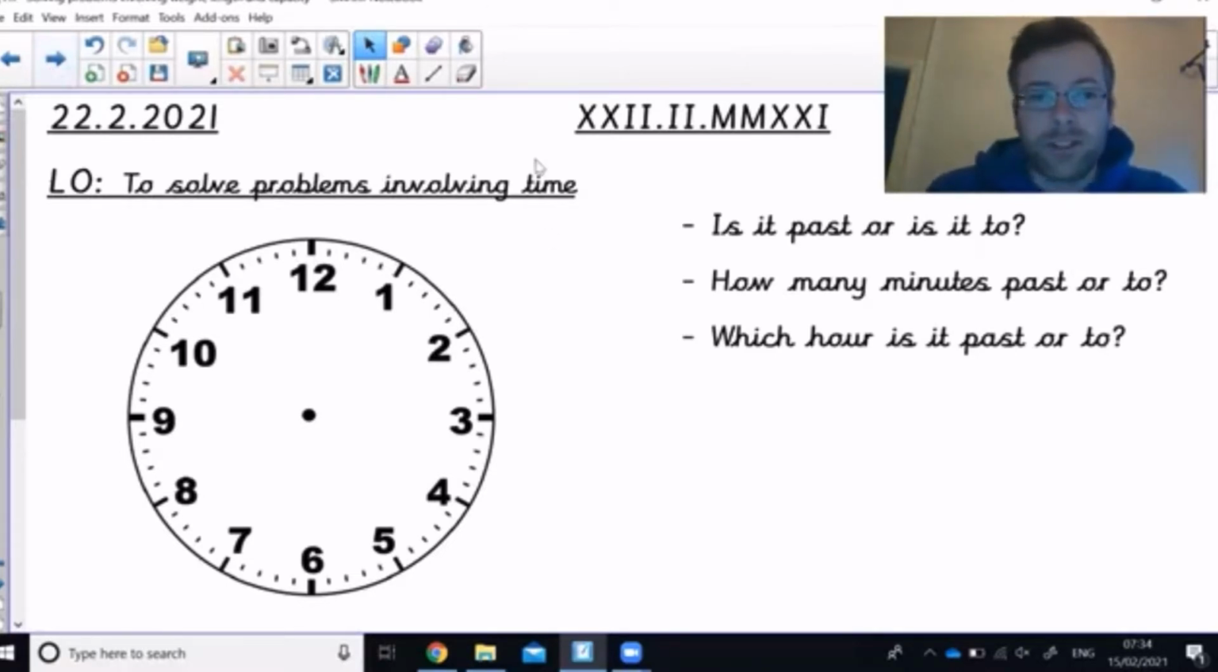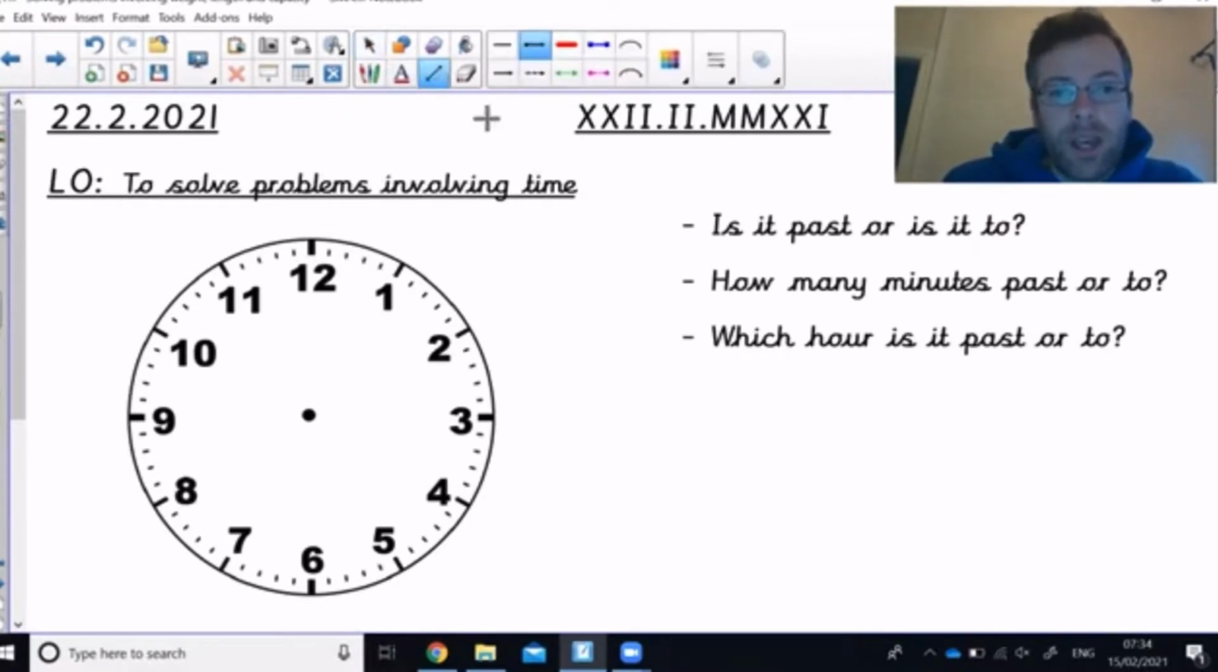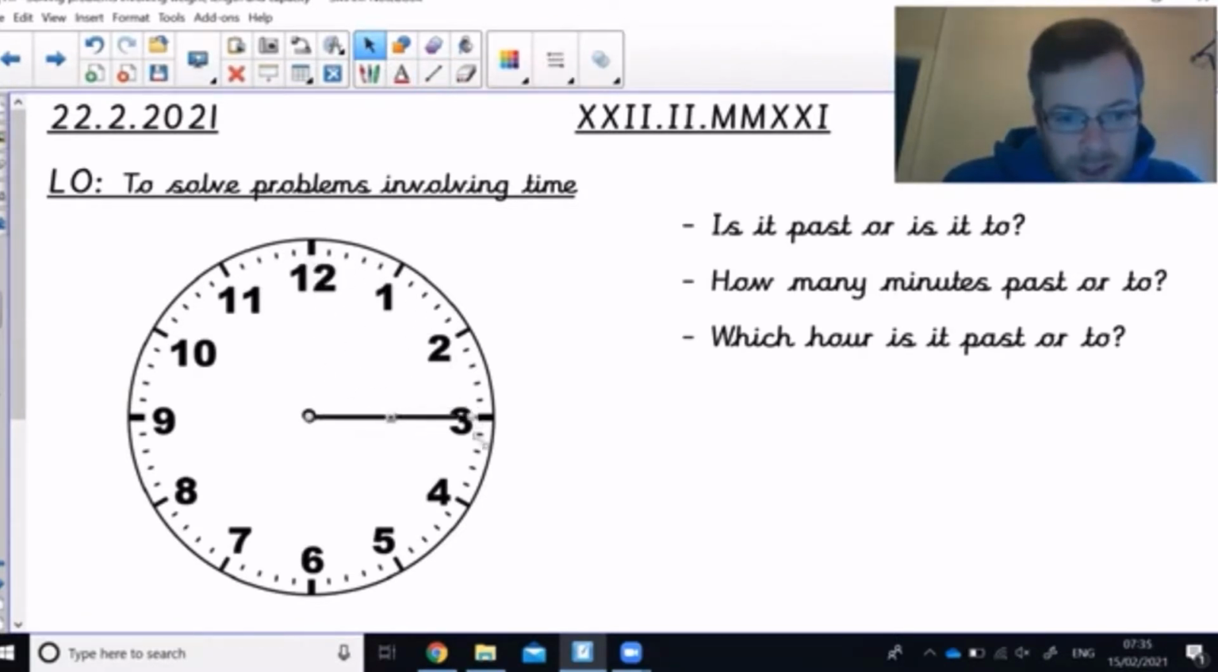So what I'm going to do today is try and break it down into its simplest form. So first thing, when we get an analog clock, is work out if it is past or if it is to. I'm always thinking about the big hand here. If it's on this side of the clock, it is going to be a past time. So I'm going to put that just here.